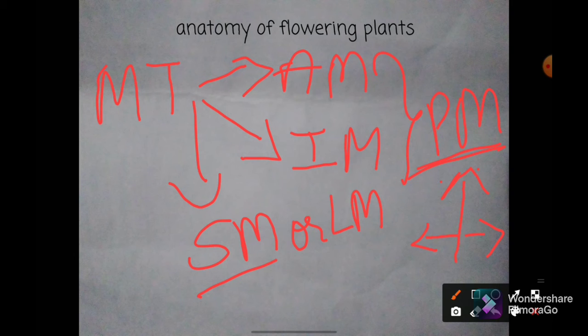Okay, but the thing is that when the secondary meristem is working, at the same time the primary meristem is also working in the later stages of life. Now if you are seeing a neem tree, let us take a neem tree for example.